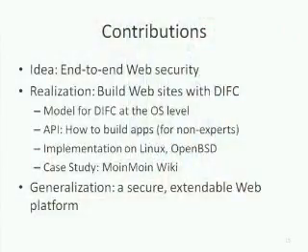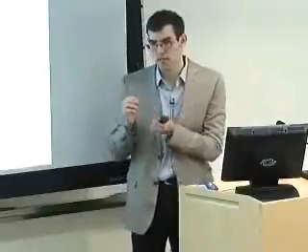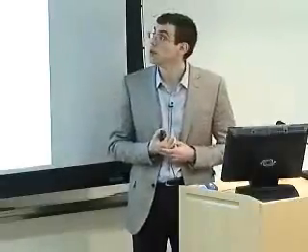So just to focus on what's actually going to be covered today, the overall idea is that of end-to-end web security as I described it. Not worrying about what's in the black box, just pushing as much of our security decisions to the ends of the system as possible. To realize that we had to build a new operating system, one built on this technology called Decentralized Information Flow Control, meaning we had to make a new model for DIFC at the OS level. We had to specify an API to make it possible to build applications like web applications. We implemented it on 2 different operating systems, Linux and OpenBSD. And finally, we have a case study of a real application that we secured using our new system. And finally, at the end of the talk, we'll get to generalizations of this idea in terms of how to build new websites like Facebook.